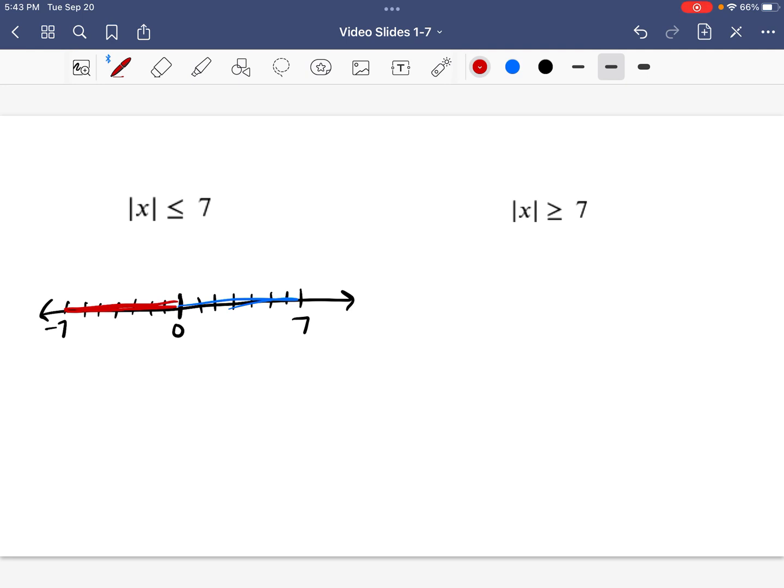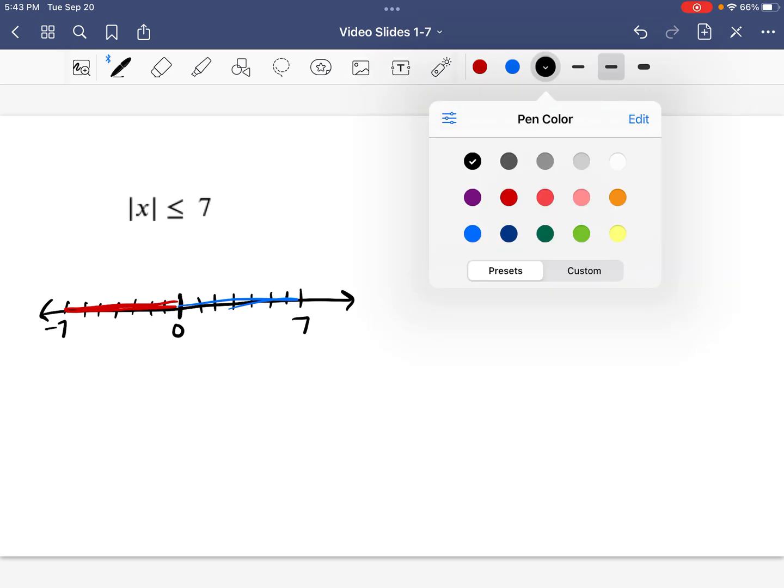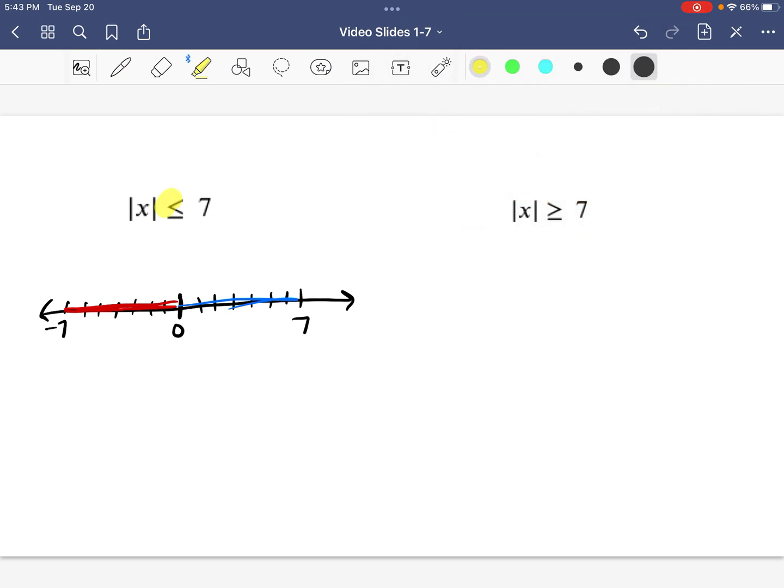So I know that these two numbers are my boundary points. Remember, with boundary points, we have greater than or equal to, so we're going to use closed dots. I have a closed dot here at 7 and another one at -7. Now, if my distance from 0 has to be less than 7, what are my possible solutions? Would 8 be a possible solution? No, it wouldn't.